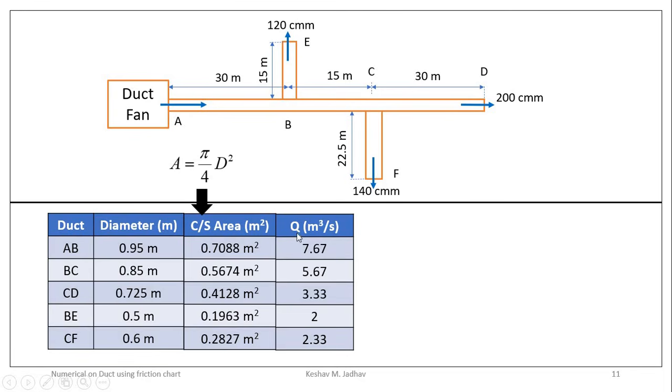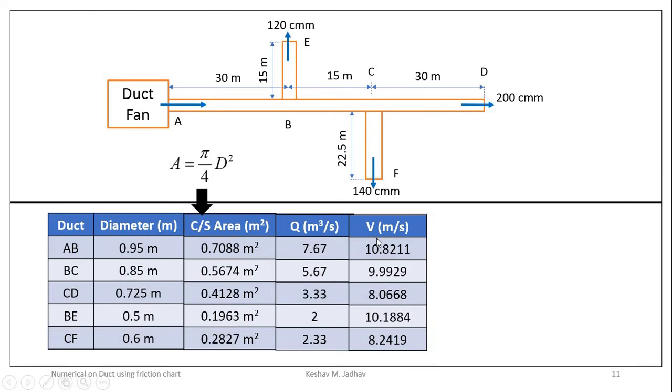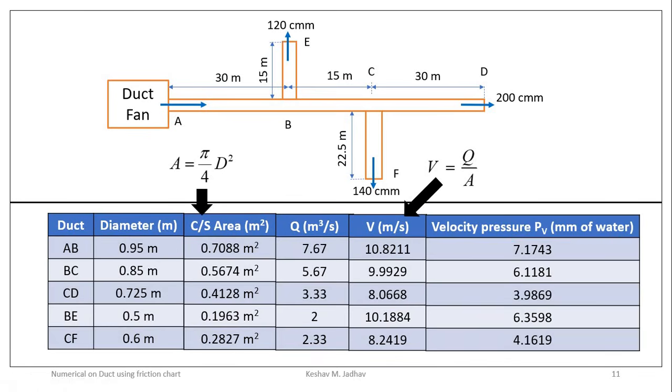Then in the next column we can write volume flow rate in meter cube per second. These are the values of volume flow rate of air through each section of the duct. Now we can calculate the velocity of air flowing through the ducts. To calculate velocity we can use V is equal to volume flow rate divided by cross section area. So here we have values of volume flow rate, and here are the values for respective cross section area. So Q divided by cross section area, we will get velocity in meter per second, and as asked in the numerical, we can calculate velocity pressure PV in mm of water column.